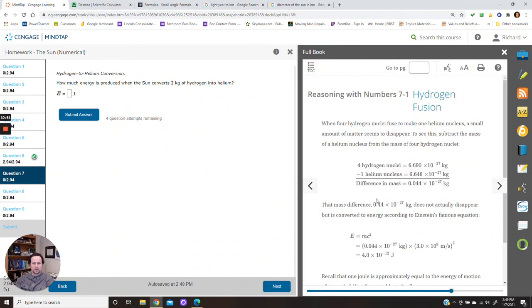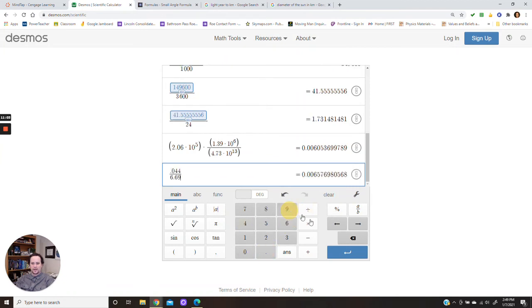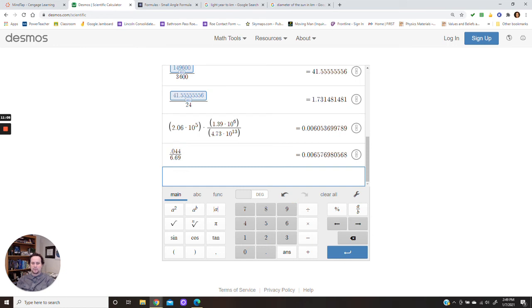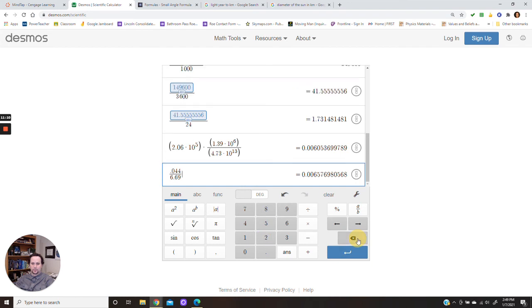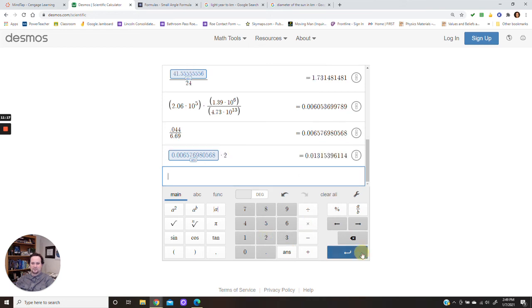We get a difference of mass of 0.044, 6.69 to the whole. So part to whole, we have a ratio of 0.044 divided by 6.69, and we get this ratio, or that percentage, times 2 kilograms. That answer, times 2 kilograms means this much mass is being converted. Of that 2 kilograms, this much, 0.013 kilograms, is being converted into energy.